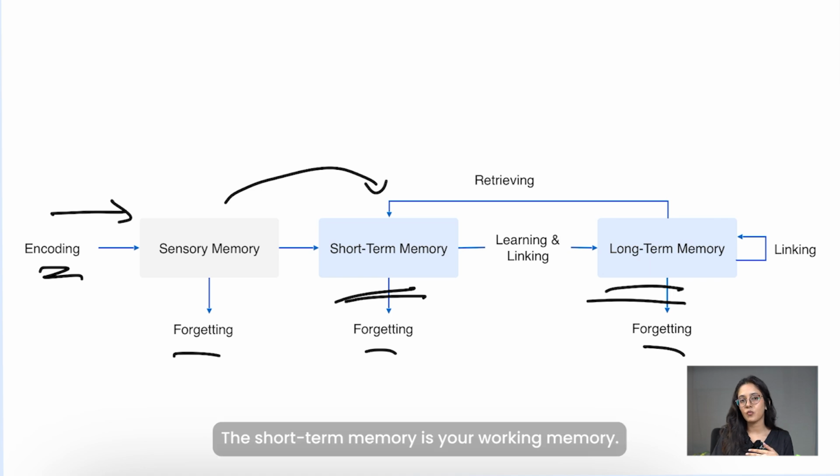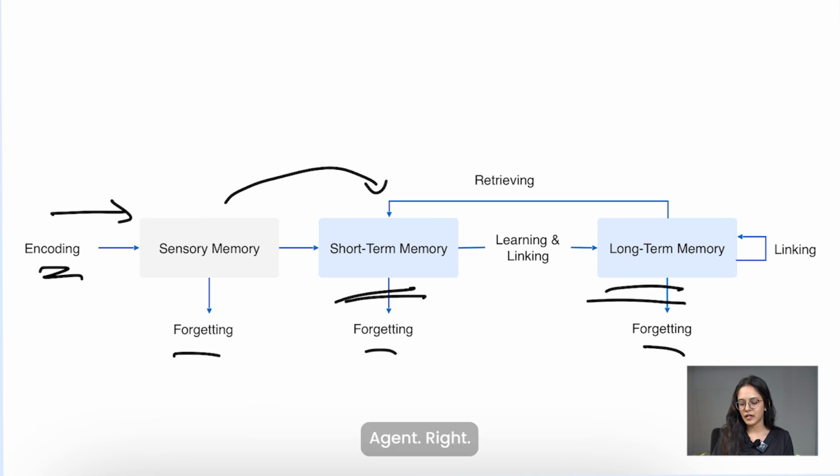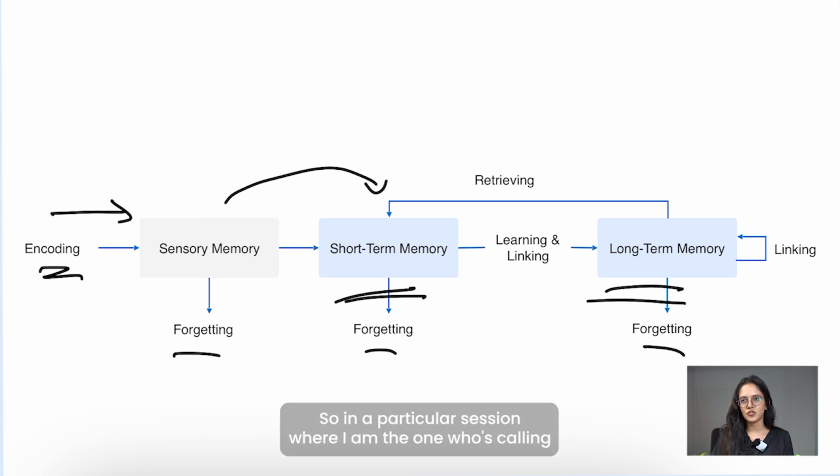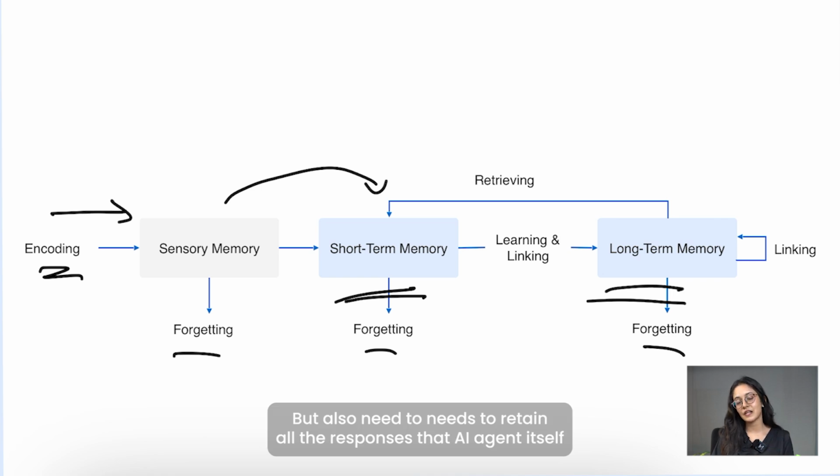The short-term memory is your working memory. Let's go back to our example of the patient appointment scheduling agent. In a particular session where I am the one calling and interacting with this AI agent, the agent needs to retain all the important information that the user has provided, but also all the responses that the AI agent itself has generated.